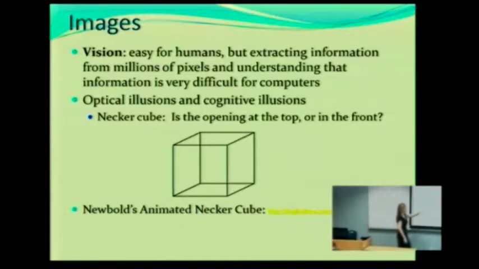So this is a Necker cube. Now, I want you to look at it closely and answer a question for me. Where's the opening? Is the opening on the top or in the front? Both are correct.